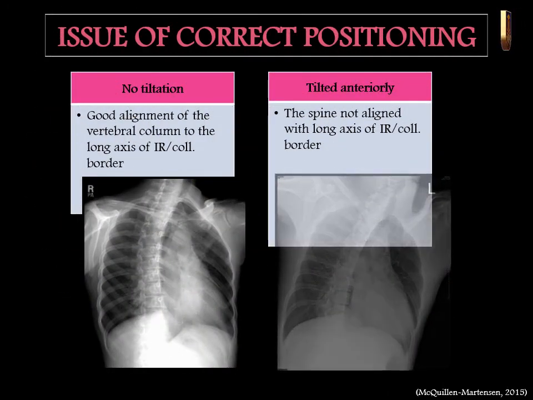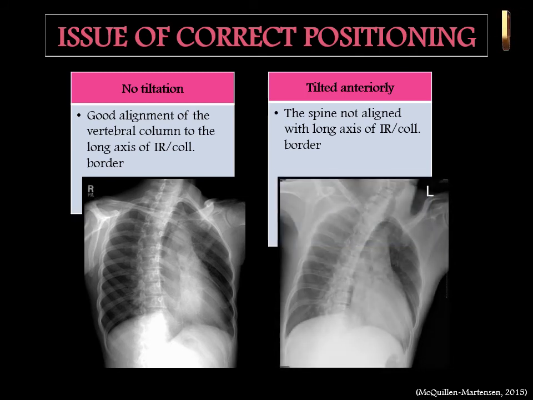Look carefully at these two images. In this image, we can clearly see that the patient was tilted anteriorly, where the long axis of the vertebral column is not aligned with the long axis of the image receptor.